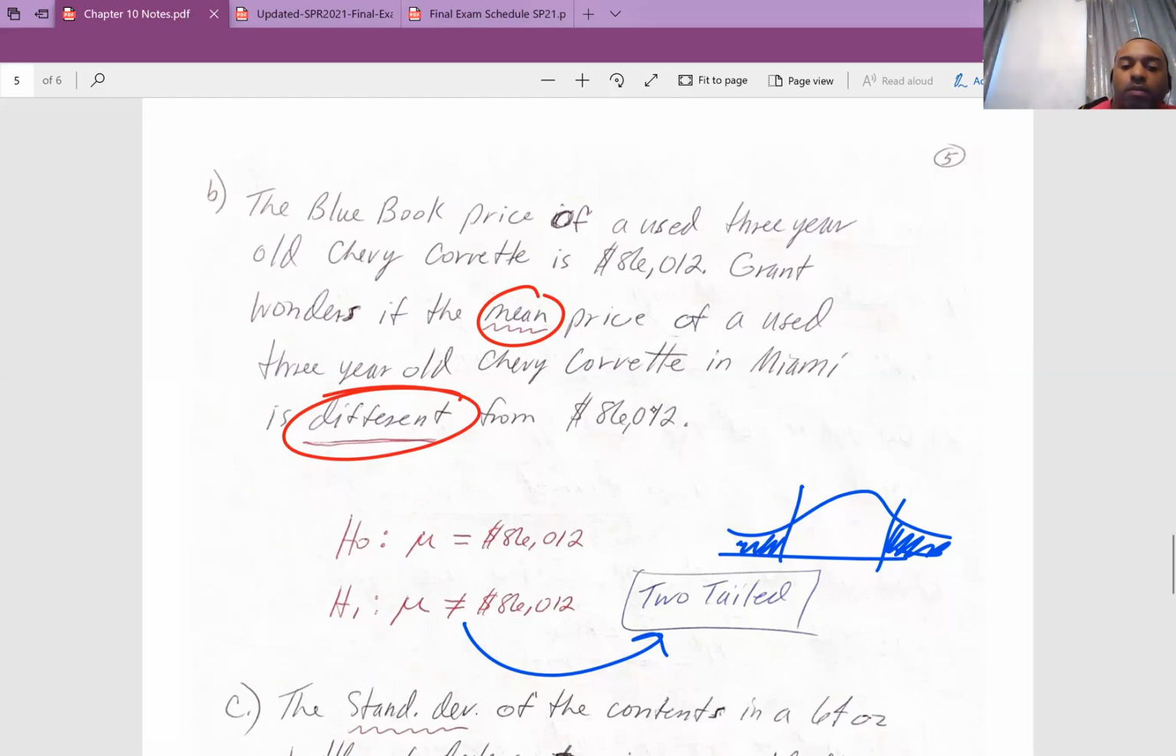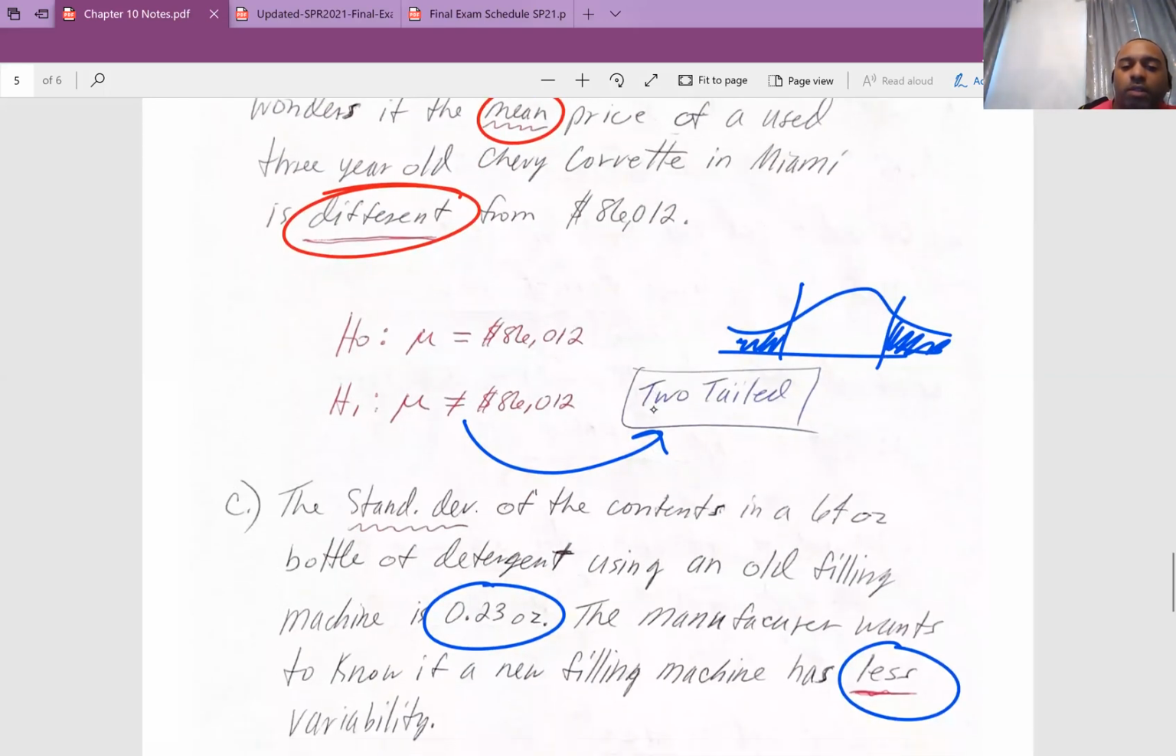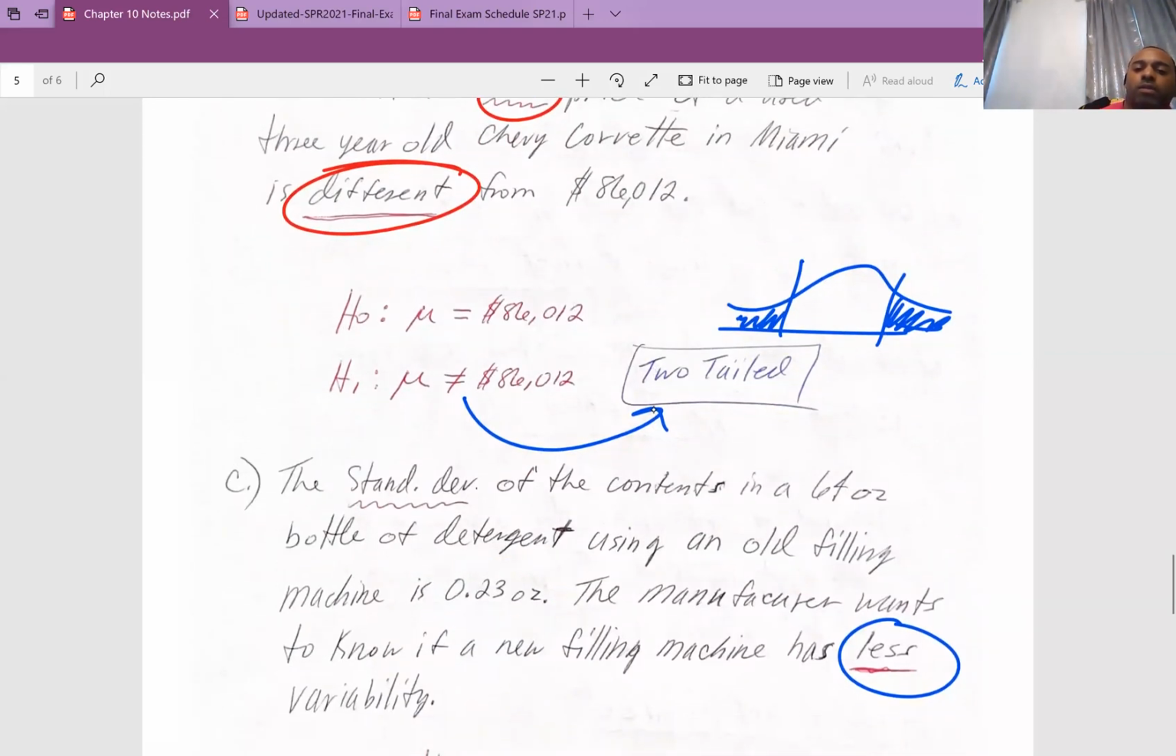All right, last one like this. We have a standard deviation of the contents in a 64-ounce bottle of detergent using an old filling machine is 0.23 ounces. The manufacturer wants to know if a new filling machine has less variability.